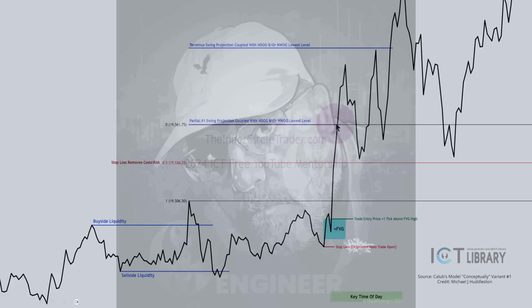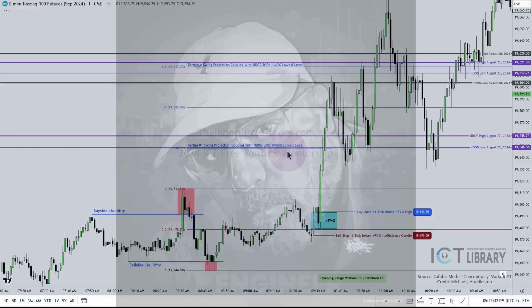Partial will be taken when it gets to a Fibonacci extension. In this case here, partial number 1 would be a swing projection coupled with a new day opening gap and or new week opening gap lowest level. So whichever is the lowest in close proximity to that Fibonacci extension, that's what you're going to be using for your first partial. And your terminus would be, again, some Fibonacci extension that overlaps with a new day opening gap and or new week opening gap lowest level. That means it's low.